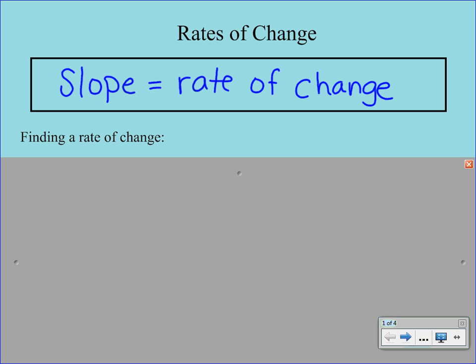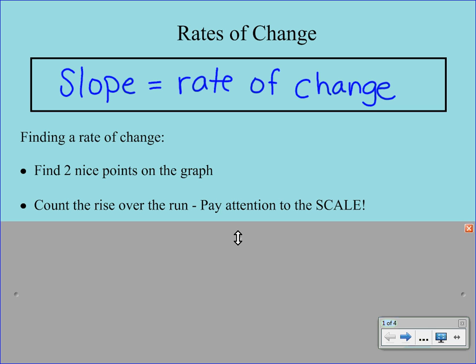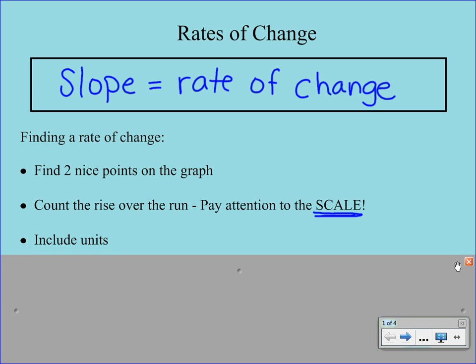Below this, we have a couple tips and steps for finding a rate of change. The first step is you need to locate two nice points on the graph. No different from what we did when we were actually calculating the slope from a graph. Second, you're going to count the rise over the run. The difference here with rates of change is that you must pay attention to the scale. And by scale, I mean not every graph is going to go up by 1, and you're also going to have to look at what type of units you are using for the rate of change.